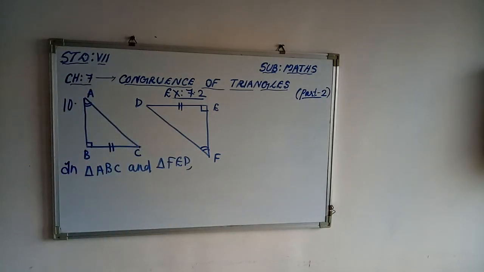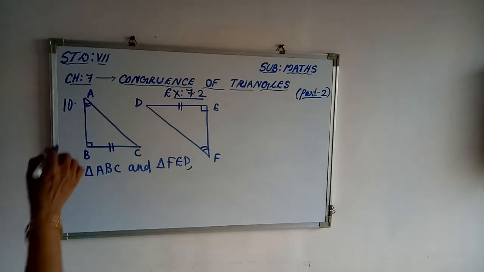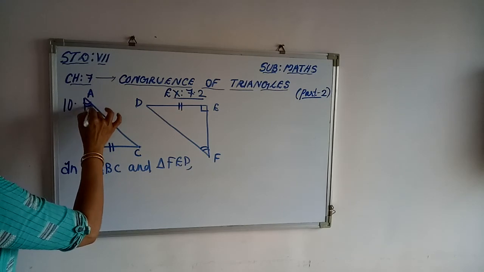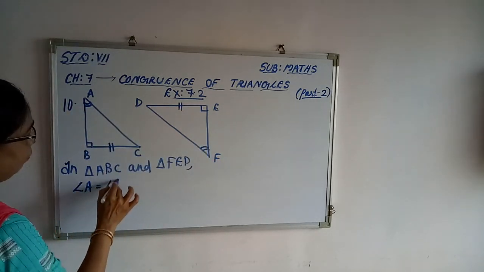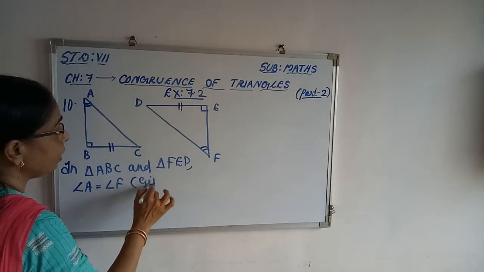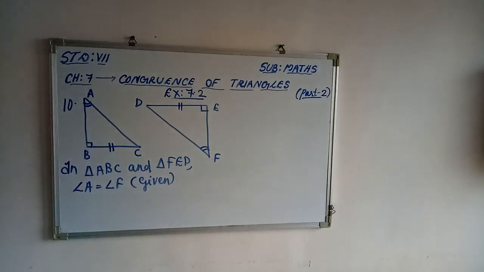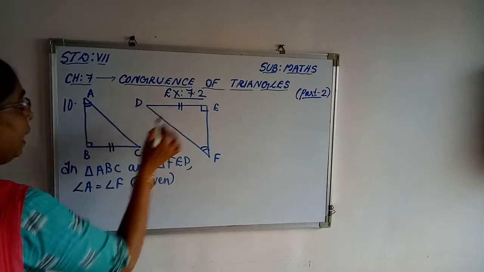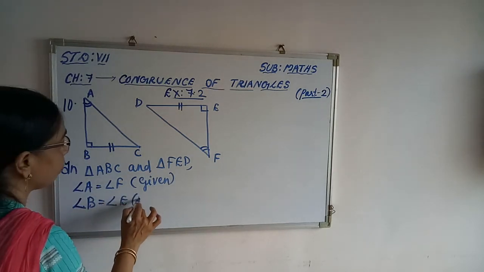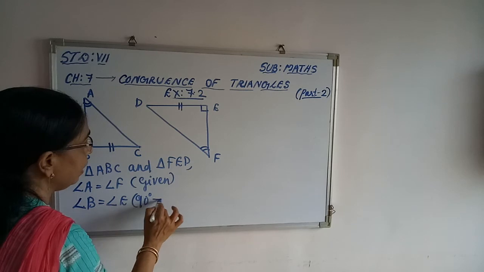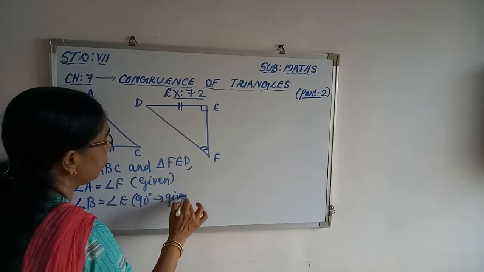You check. Angle A equal to angle F, given. See the marking here? Angle A equal to angle F. What is the reason you will write? It is given, already given in the question. Second one, angle B and angle E, you see. Angle B and angle E, each 90 degrees. That is also given in the question itself.